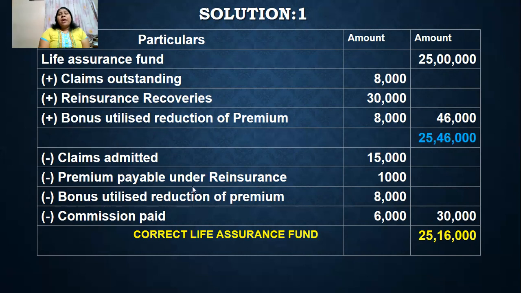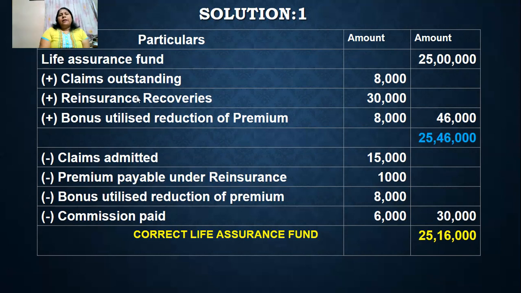And premium payable under reinsurance. Actually, the premium collected by our company belongs to another insurance company. I already explained this in the previous video. What do you mean by reinsurance premium? Reinsurance premium is not actual income for this company. It belongs to another company, and we need to give it to that company. So this premium payable under reinsurance is an expense for this company. That's where we are deducting.